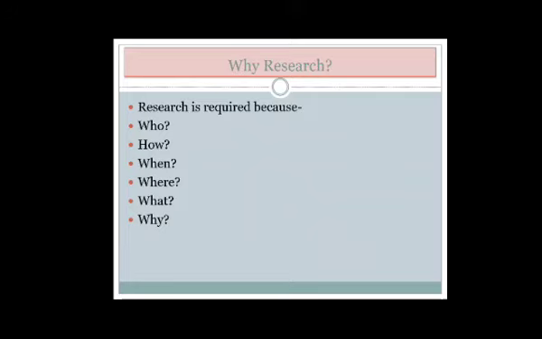So these are very, very important, very basic things. That is why research is important, why research is required. These are the very important things.